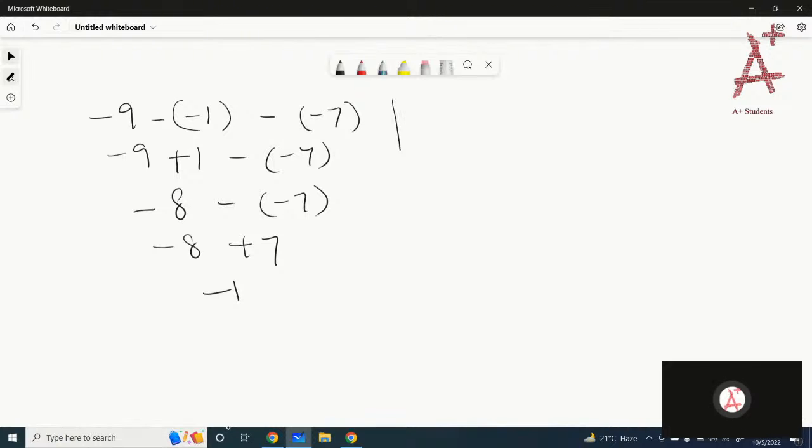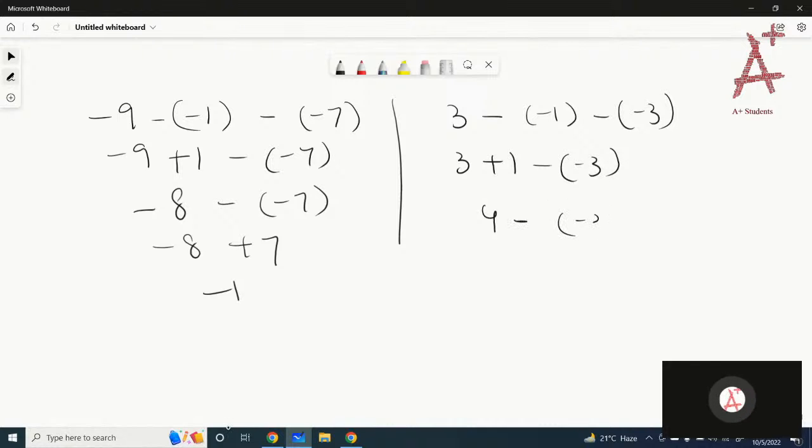Okay, the next one is 3 minus negative 1 minus negative 3. So which is the correct option? 7, 8 or 9? Subtracting a negative number is same as adding, so it would be 3 plus 1. So 3 plus 1 is 4. Again 4 minus minus 3. So subtracting a negative number is same as adding, so 4 plus 3 is 7. Very good. So the correct option is 7. Got it?